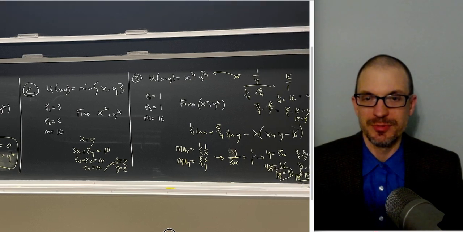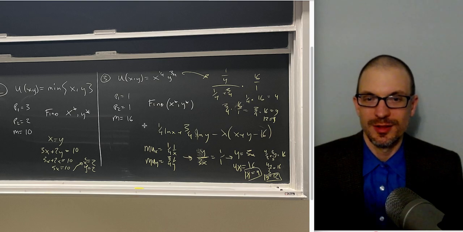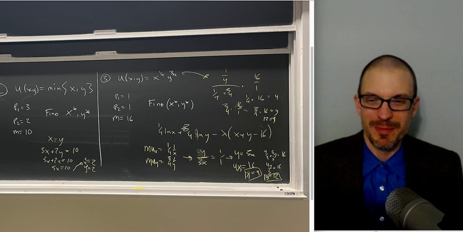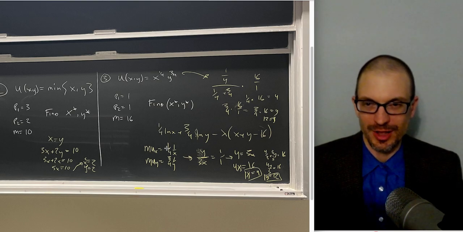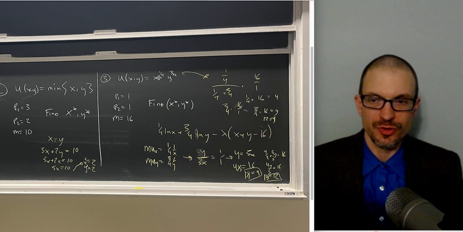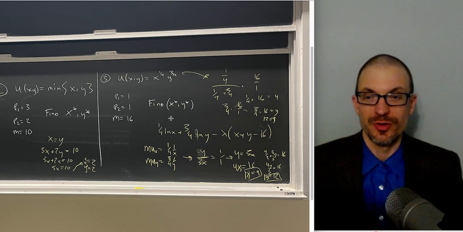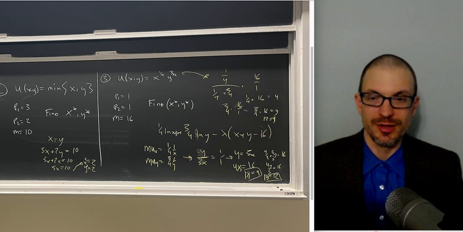And then here's the Cobb-Douglas Lagrangian one. I took my monotone transformation, that is, take the natural log of our utility function. So it's going to be 1/4 natural log of x plus 3/4 natural log of y minus lambda times the budget constraint, x plus y minus 16.